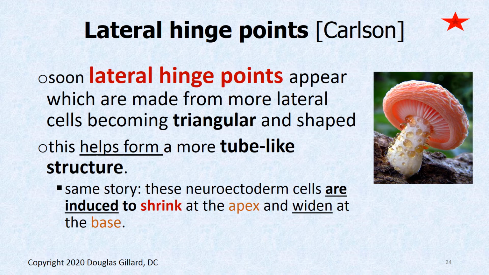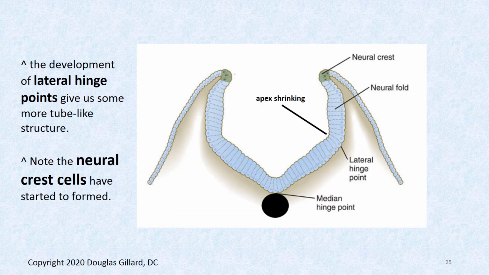We get some lateral hinge points as more shroom hits the midpoint of the lateral walls. And it's the same story. The cytoskeleton shrinks at the apices of these cells, makes them triangular in shape, and now we got a lateral hinge point here. And pretty soon, all of these cells are going to become triangular in shape, which is going to form a nice tube here.